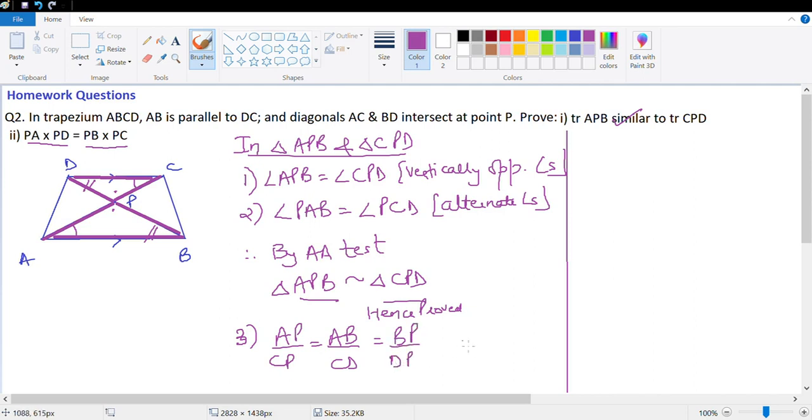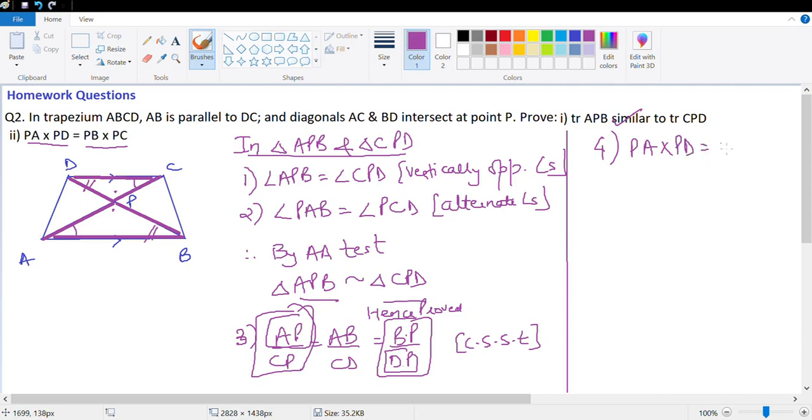This is CSST. Corresponding sides of similar triangles are in the same proportion. We need PA and PD. So let's see if multiplying these two, which is cross multiplying, PA into PD should give me BP into PC. That's exactly what they have. So what this gives us is PA multiplied with PD is equal to PB multiplied with PC. Hence proved. We've taken the first and the third of this CSST element that we got. Good, let's look at the next question.